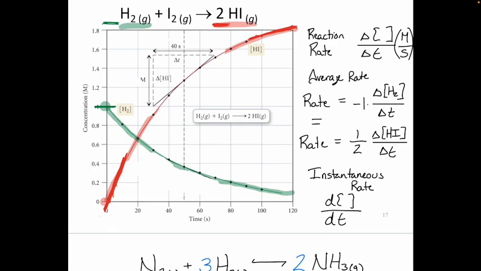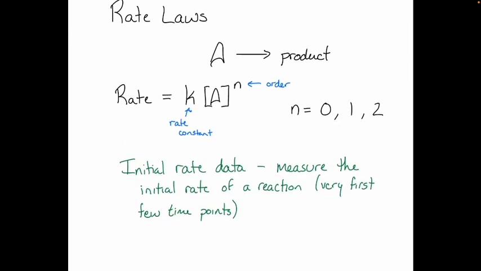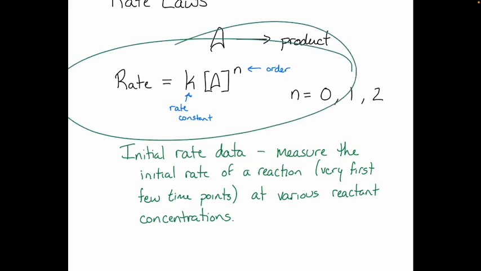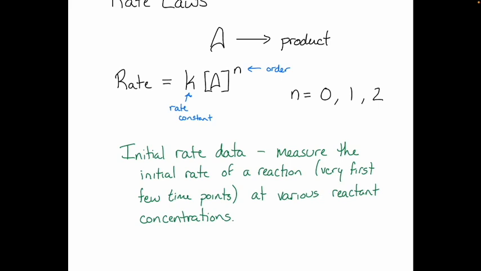We're going to perform our reaction. We're going to measure that initial rate. But then we're going to perform it again and again. And what we're going to do is vary the concentration of our reactant each time. So we measure the initial rate of a reaction at various reactant concentrations. With that type of data set, we can plug this data in and figure out what the order of our reaction is and what the rate constant of our reaction is.